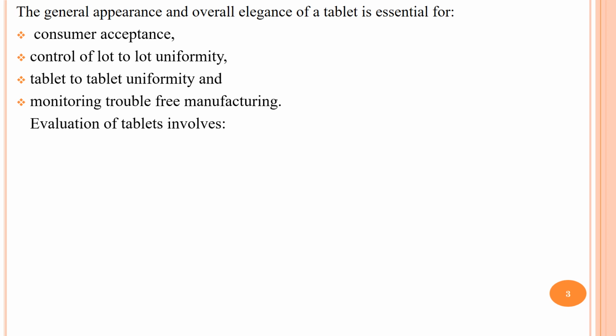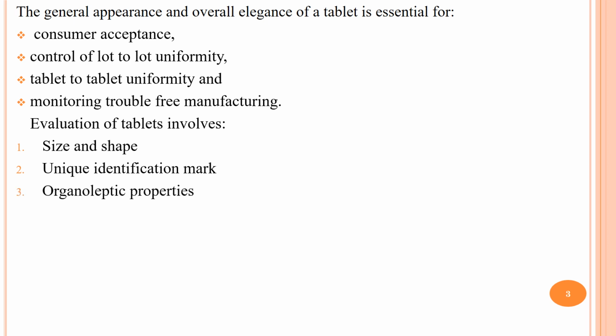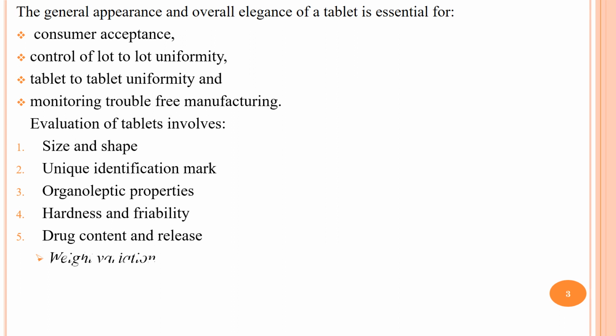Now for a good appearance and overall elegance of a tablet, we need to evaluate our tablet over certain parameters such as size and shape, unique identification mark, organoleptic properties, hardness and friability, drug content and release, which can be done by two different methods. First one is weight variation, second one is content uniformity, disintegration test, and lastly is the dissolution test.